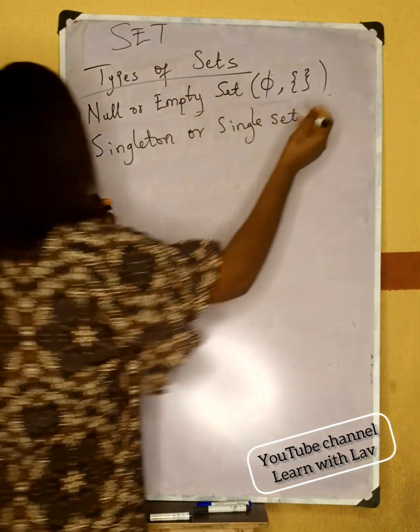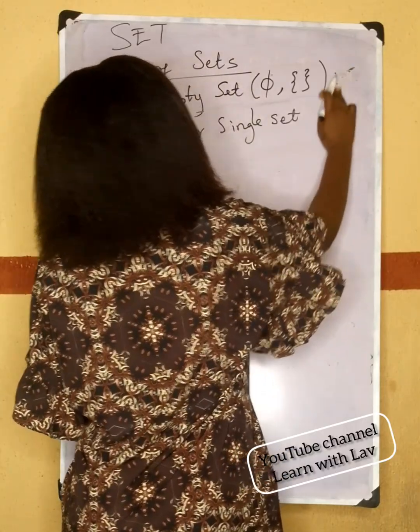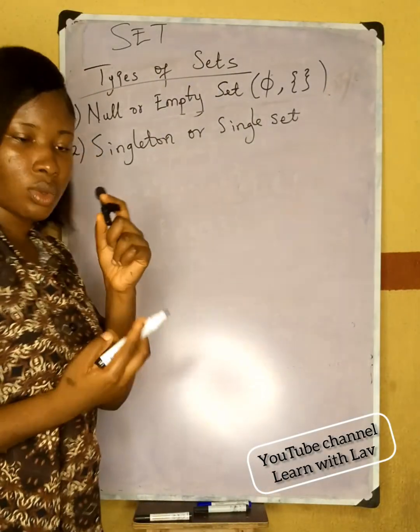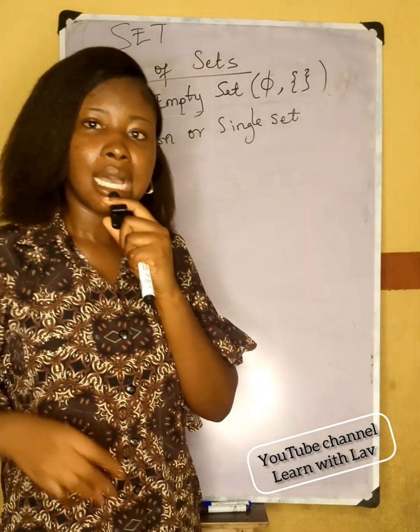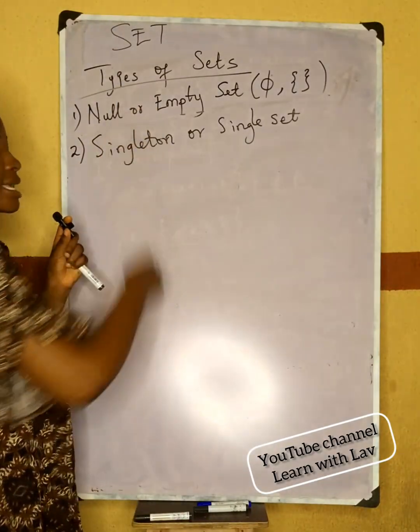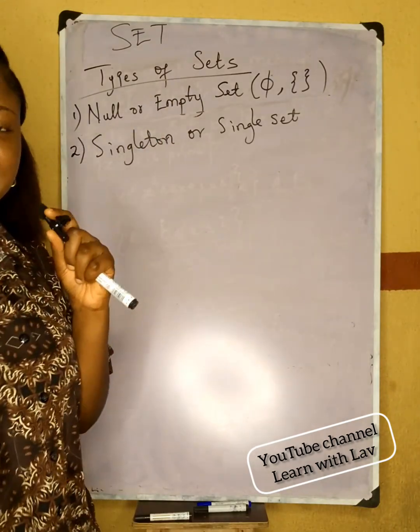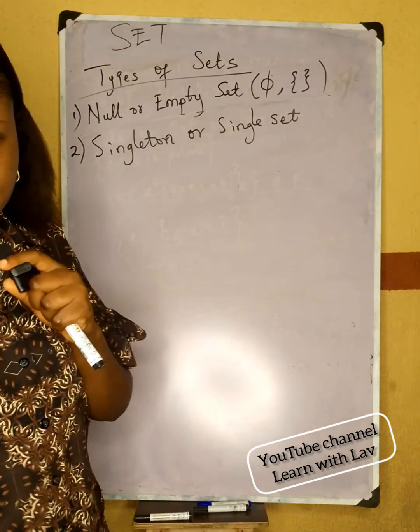Like in this first one now, if I'm asked to get the cardinality of the set, remember what I explained cardinality as. Cardinality is the number of elements in that set. So the cardinality of the set here is 0. In null sets, the cardinality of the set is 0, meaning it has no elements.